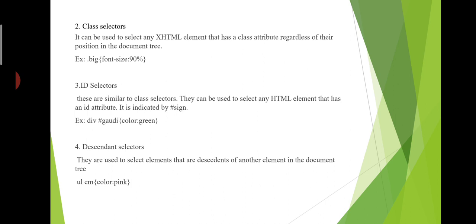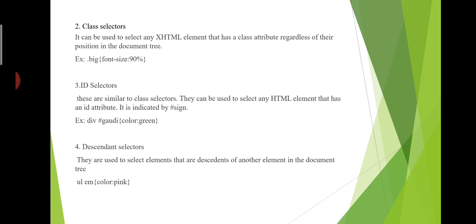Coming to the class selectors. Class selectors can be used to select any XHTML element that has a class attribute, regardless of its position in the document tree. As an example, I have given dot big, with font size 90%. This is the value we have given in the class selector. So whatever element has the class big, wherever it is present in the document, will get changed with the font size 90%.